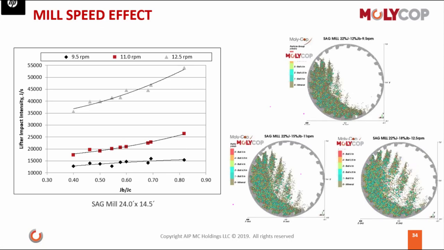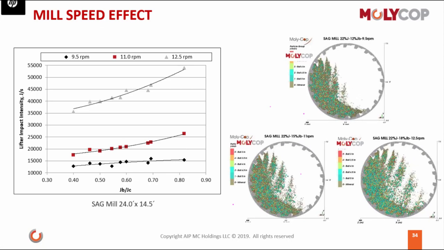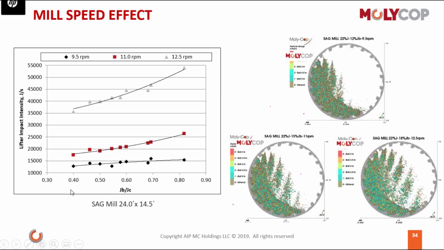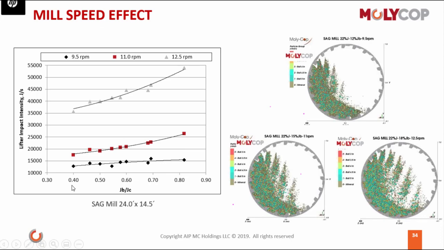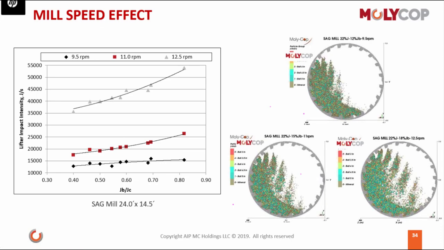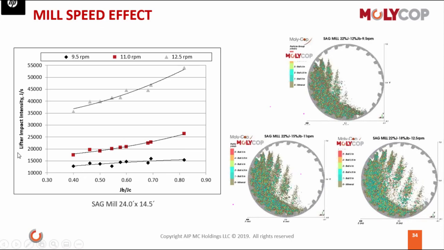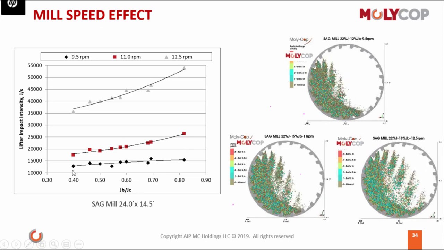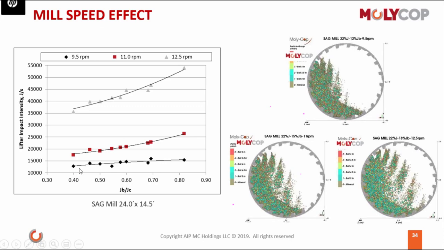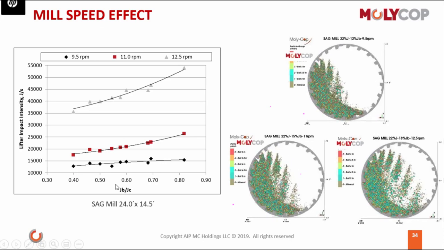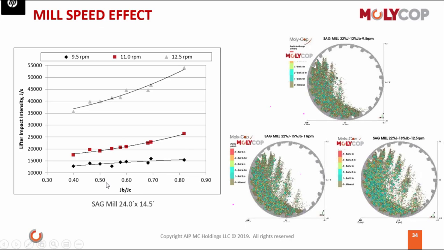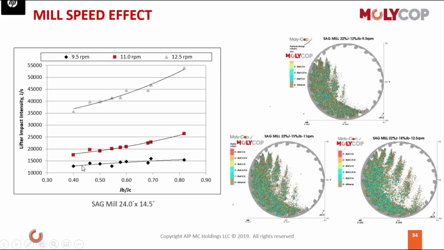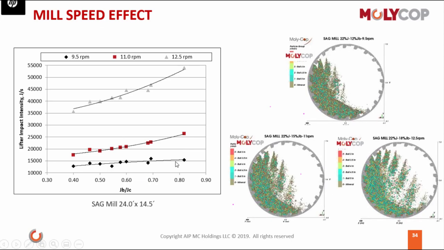What happens with the mill speed? In this graph, for example, at the bottom the black line is the 9.5 RPM. You can see the lifter impact intensity. This is with a low speed. You can see if you increase the relationship between the JB, JC, that means the ball filling and the total charge, you begin to increase a little bit the lifter impact intensity.